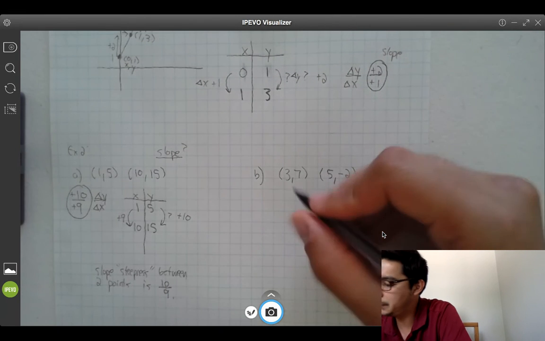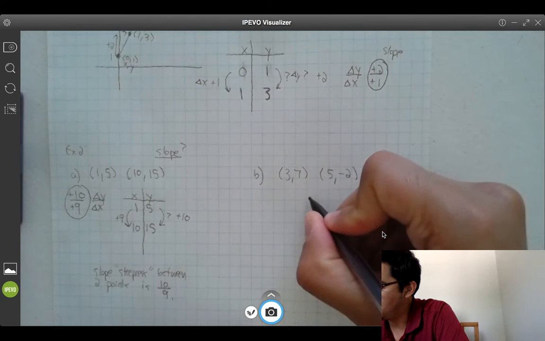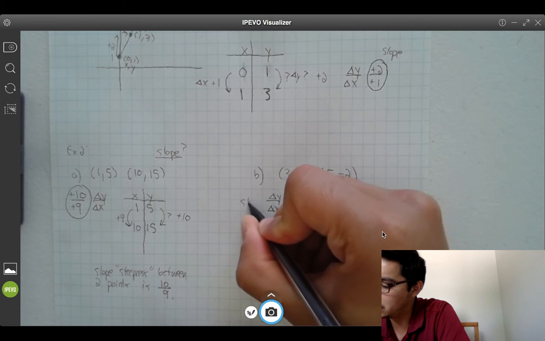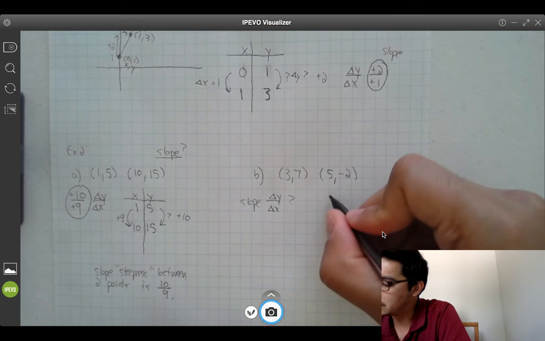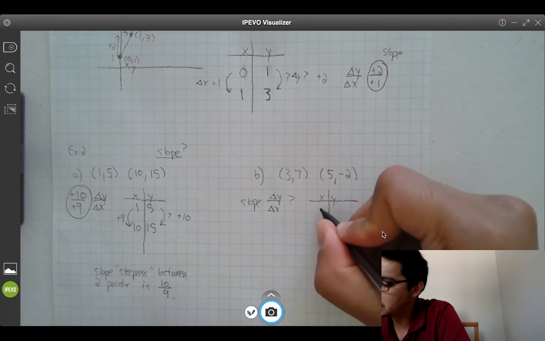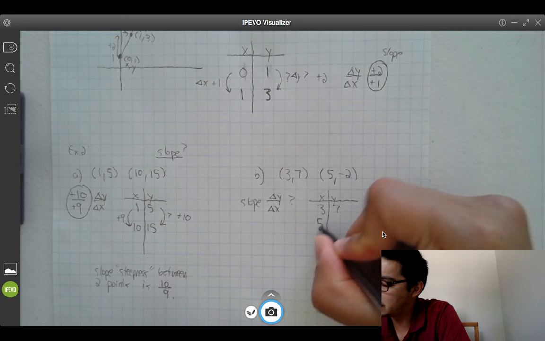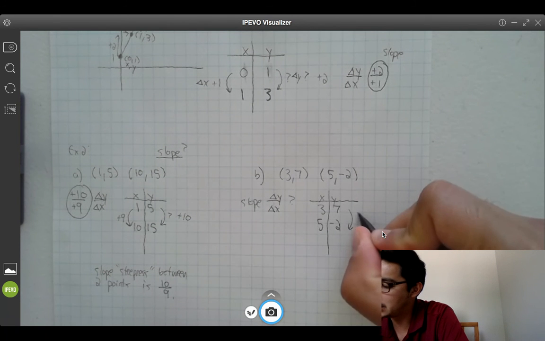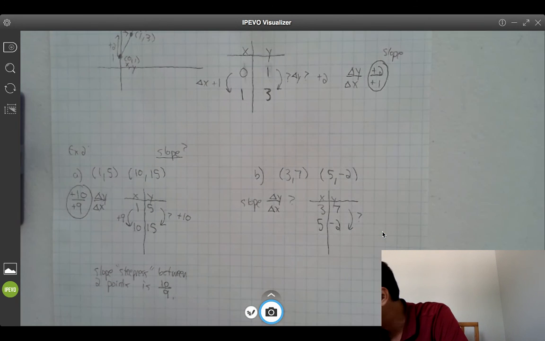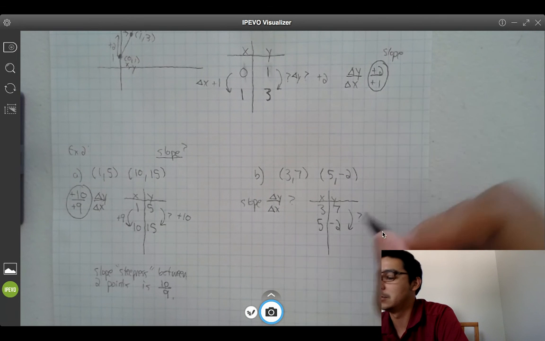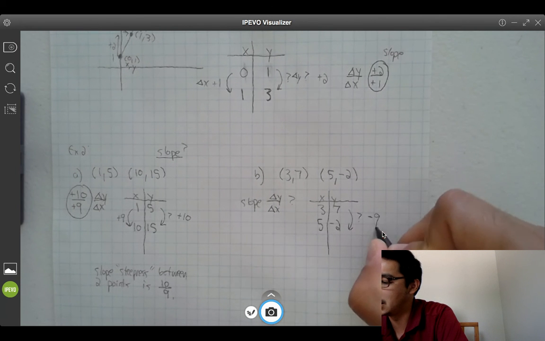And for B, again, what's the slope? So that's asking what's the change in y over the change in x. If we put this in a table, 3, 7, 5, -2, and we go about the same way. How do we get from 7 to -2? Now be careful. To get from 7 to 0, you'd go -7, and you're going more negative, so you actually are minusing 9 here.